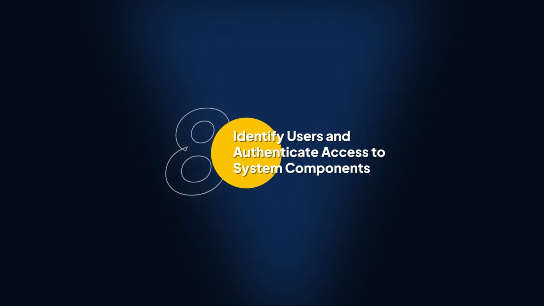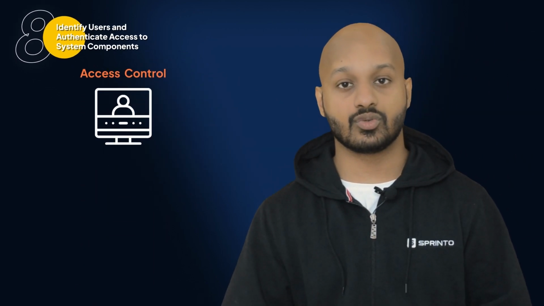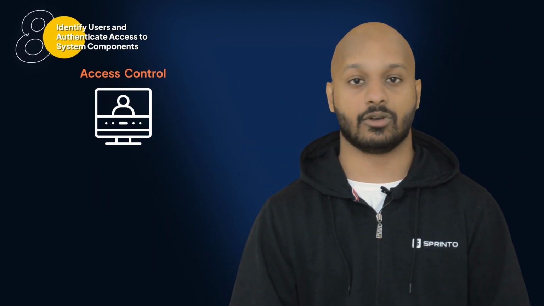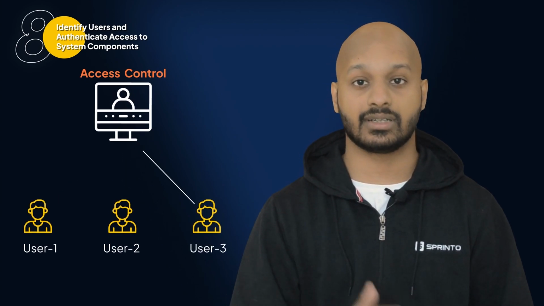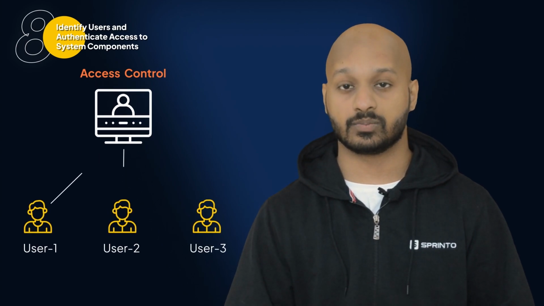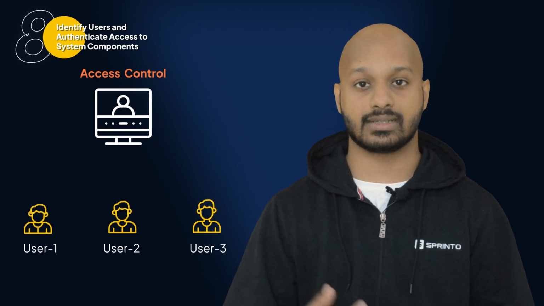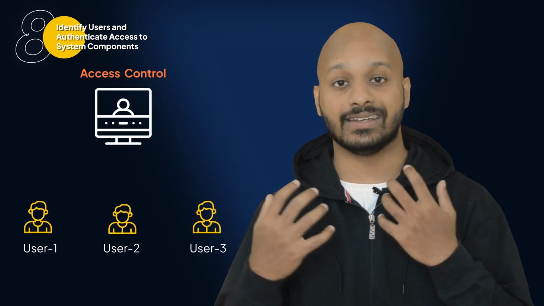8. Identify and authenticate access to system components. Once you've mandated access controls, you want to make sure that everybody with access is monitored. So assign a unique identifier to each user with access. And so, if something goes wrong or there's any unauthorized access of data, you can take action immediately.